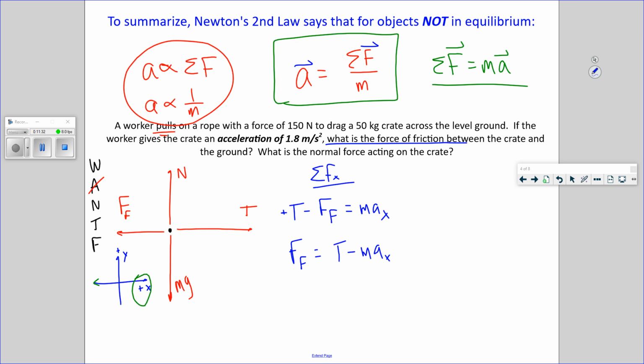We can substitute. So the friction force is T, 150 newtons, minus the mass of the object, 50 kilograms, times 1.8 meters per second squared. I believe that's probably 90, right? Yep. 150 minus 90, force of friction is 60 newtons.